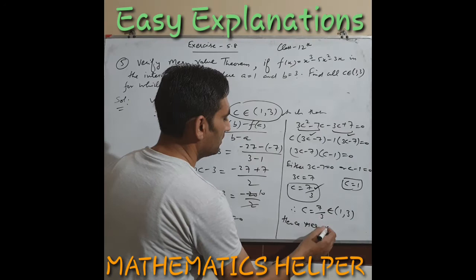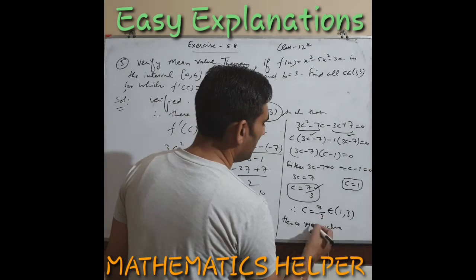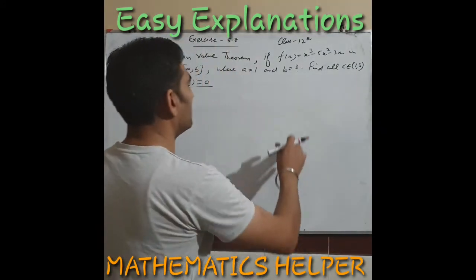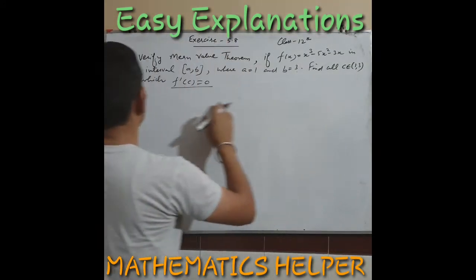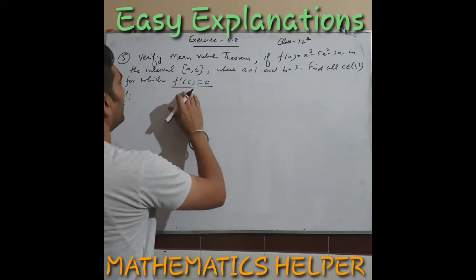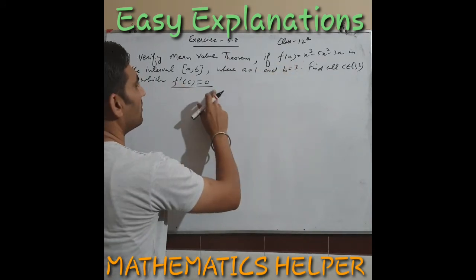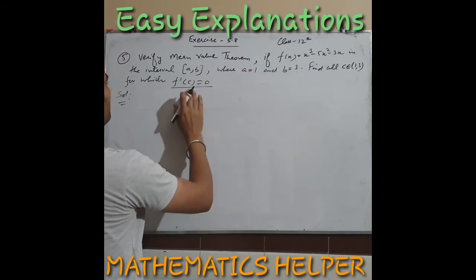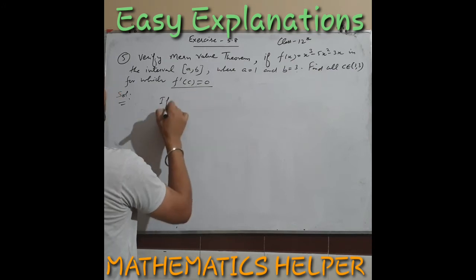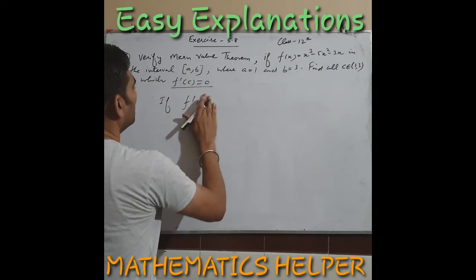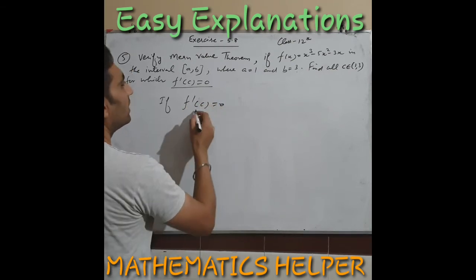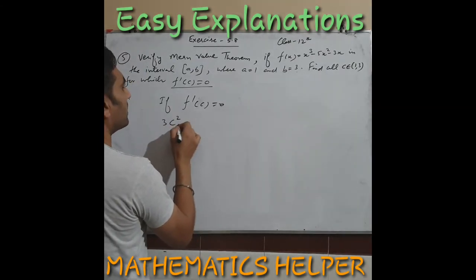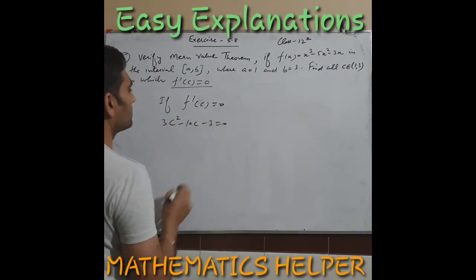But there is still one line more. Next, we have to see what is the last line. Find all c belongs to 1 comma 3 for which the derivative at c of this given function is equal to 0. So we are going to write the derivative now. If f dash c equal to 0, write the derivative. You have marked the derivative, so I am writing directly, it is 3c square minus 10c minus 3 equal to 0.